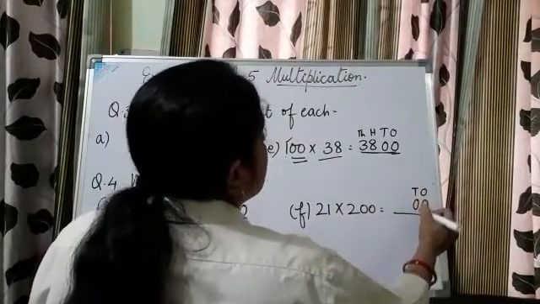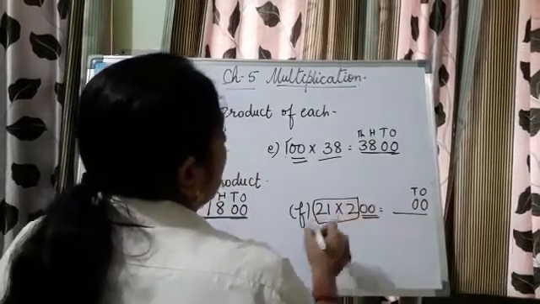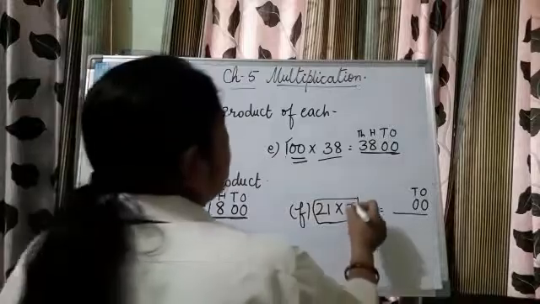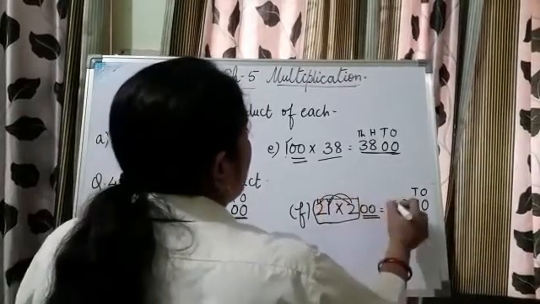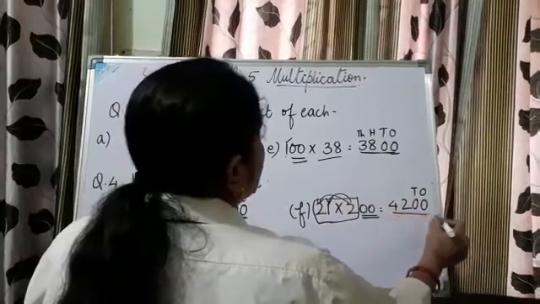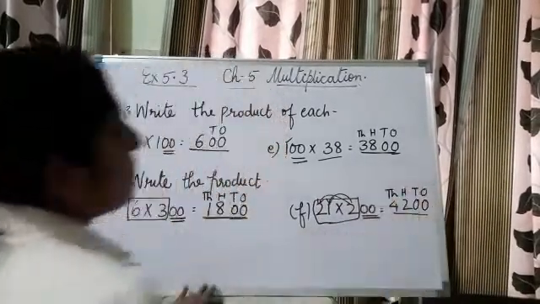Coming to the F part, same rule applied. Ones and tens place get these two zeros and these two numbers when multiplied with each other, 2 ones are 2, 2 twos are 4. So your product becomes 4200.